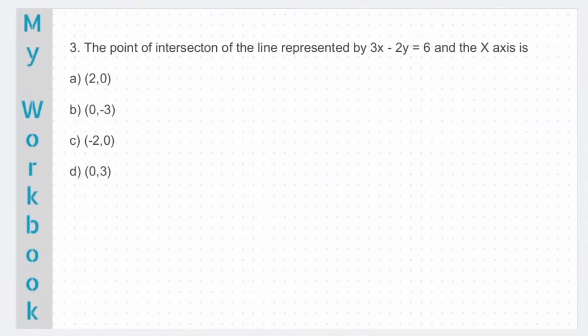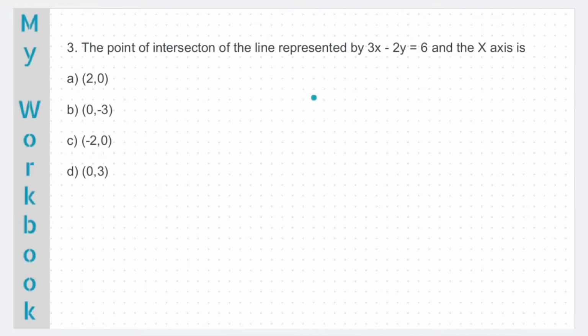So question number 3. The point of intersection of the line represented by 3x minus 2y equal to 6 and the x-axis is. Now 3x minus 2y equal to 6 is graphically a straight line. X-axis is again a straight line. We need to find the point of intersection. The equation for x-axis is y is equal to 0. And the other line's equation is 3x minus 2y equal to 6. We need to solve both.